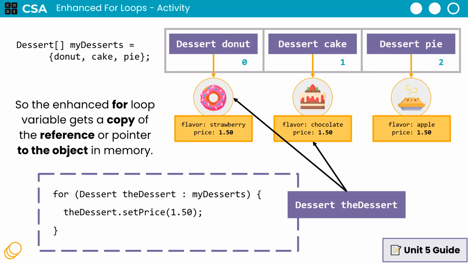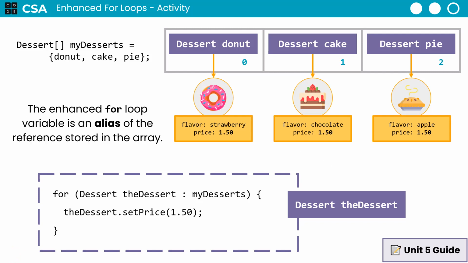Now, let me go ahead and show you the graphics. What's cool is that the enhanced for loop variable becomes an alias of the reference stored in the array. So what we're trying to say is you're going to make the copy and then you can influence the price there. But essentially they're aliases. So dessert donut, dessert cake, dessert pie would be the same in both.